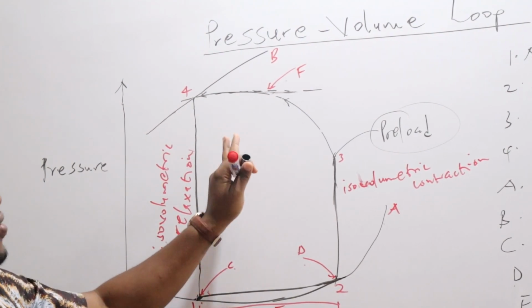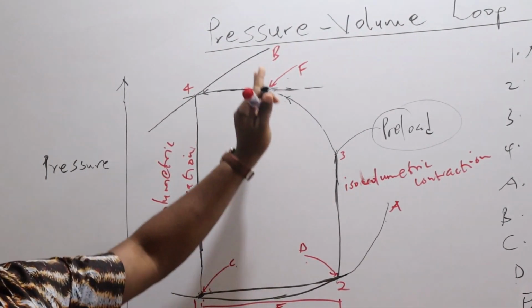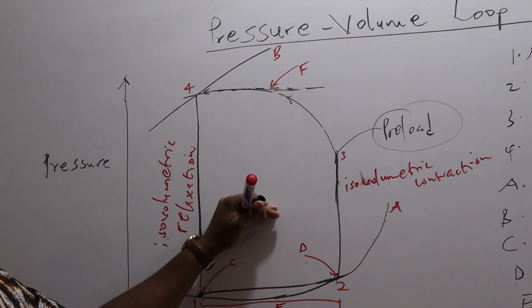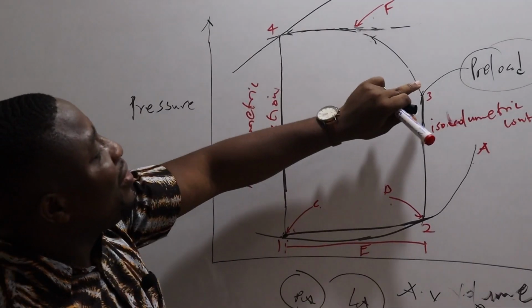So the height of this curve determines what? The afterload. If the height of the curve is increasing, it means the afterload is high. If it is decreasing, it means the afterload is what? Low.